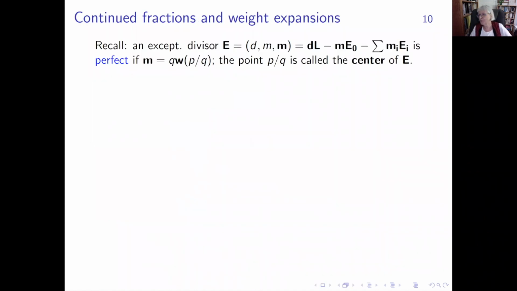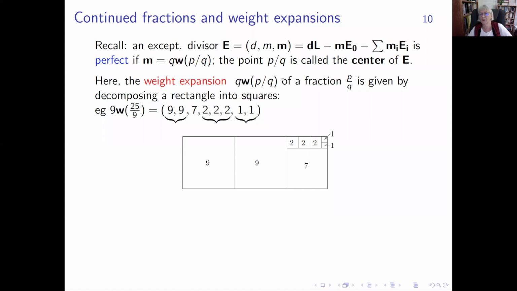So now let me say a little bit more about continued fractions and weight expansion. This is just review, so some people know it, some people won't. This is our definition of what we mean by an exceptional divisor: this tuple here, which describes the weights of all these extra divisors corresponding to the ellipsoid, we want those to come from the weight expansion of p over q.